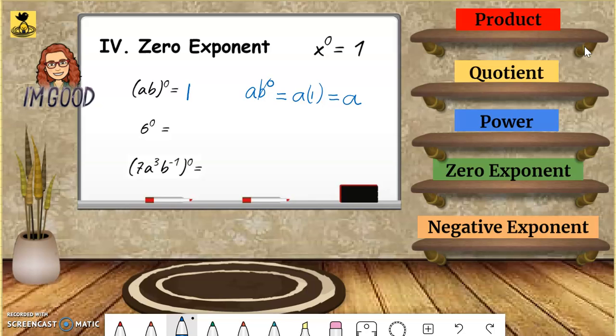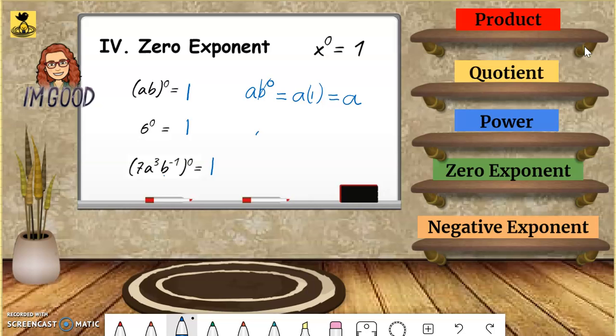Here, 6 to the power of 0, of course, it's only a single number, so it's equal to 1. Okay, here (7a cubed b to the negative 1) raised to the power of 0 is equal to 1. Any expression raised to the power of 0 is equal to 1. Just be careful that sometimes not everything is raised to the power of 0, so just be careful about that kind of case. So I'll give you one more example here.